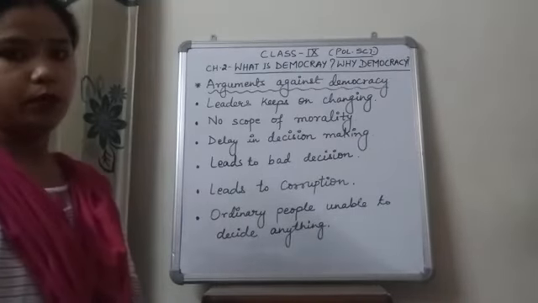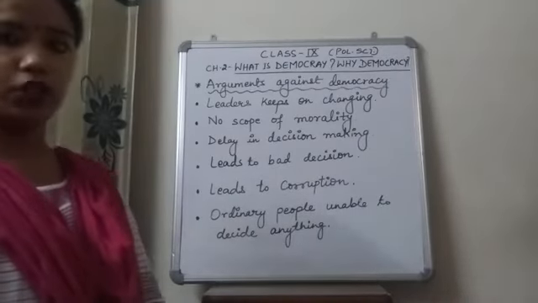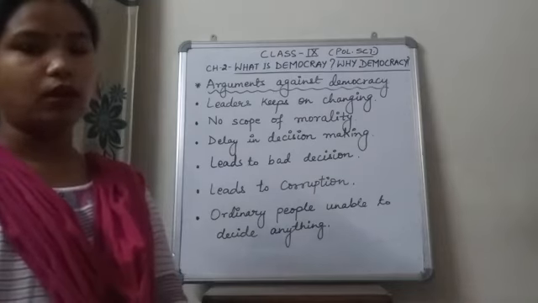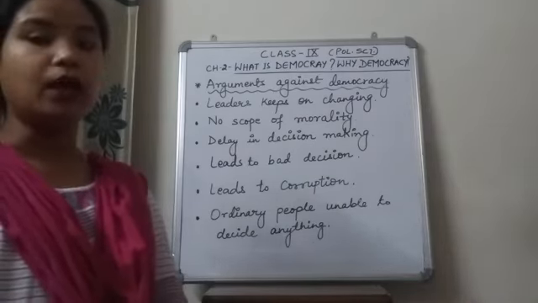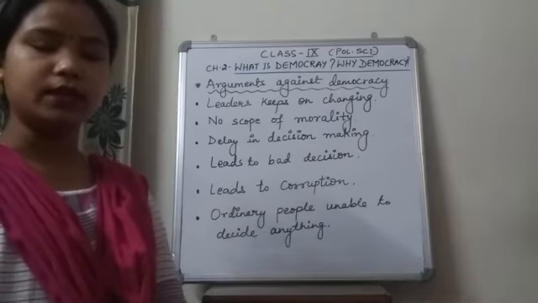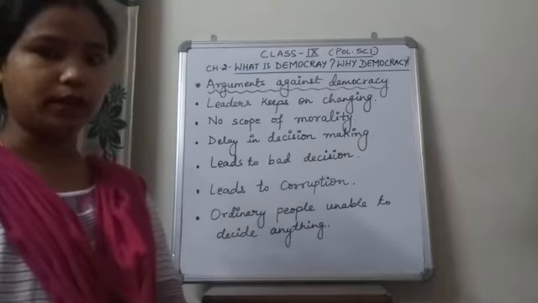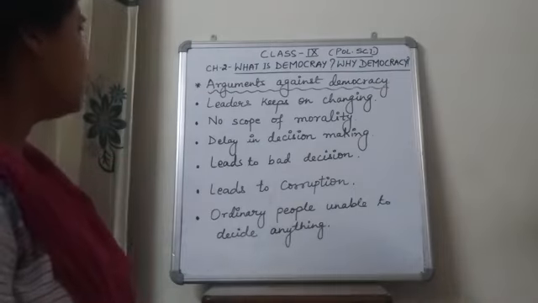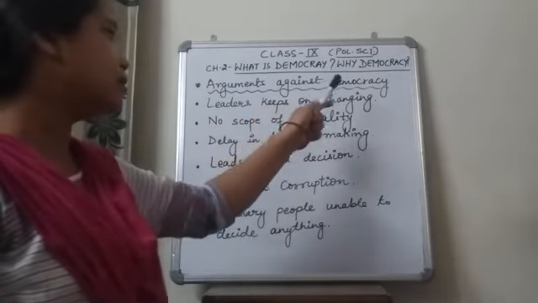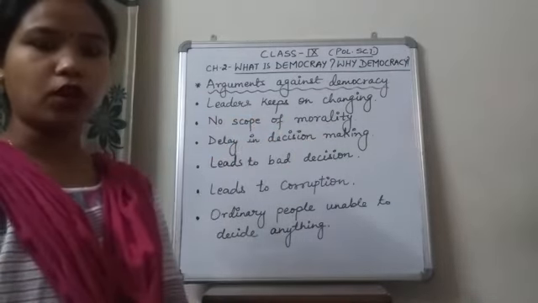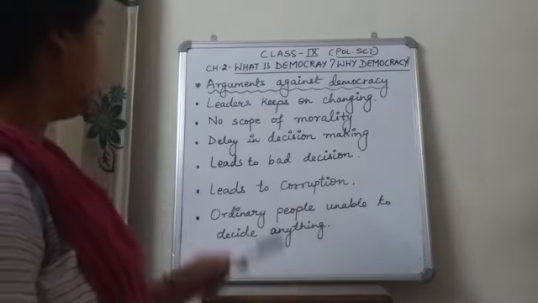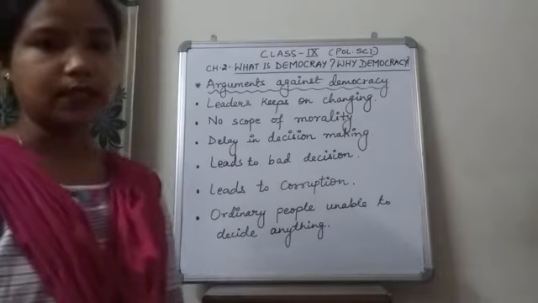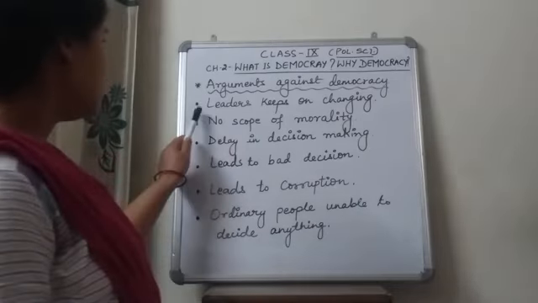Hello everyone. Today we are continuing with the political science of class 9th, chapter number 2, what is democracy, why democracy. In our previous video, we have already discussed the summary and definition of democracy. Now in this video, we'll be mainly talking about the arguments against democracy, which means we'll talk about the disadvantages of democracy. There are a few points which we will discuss in detail.